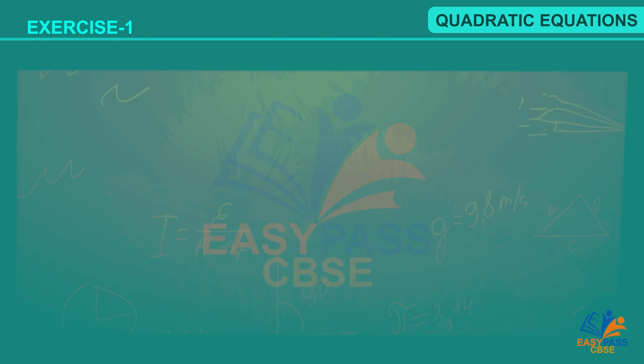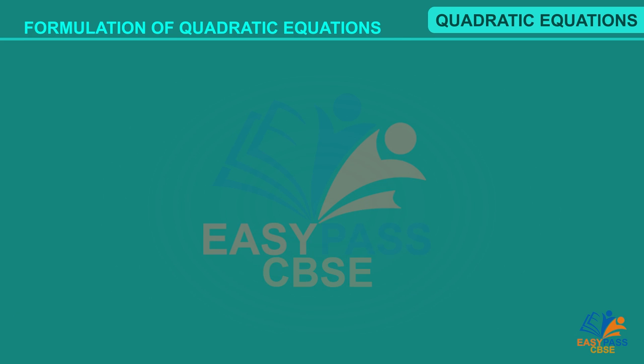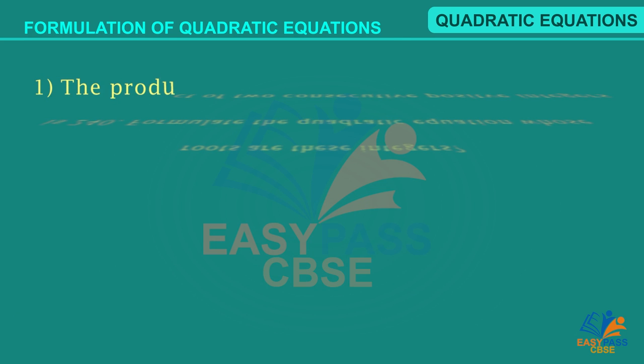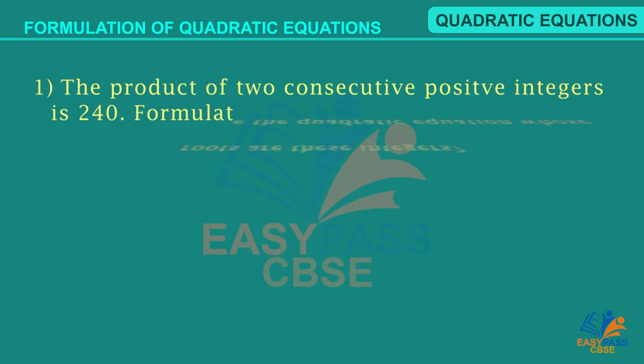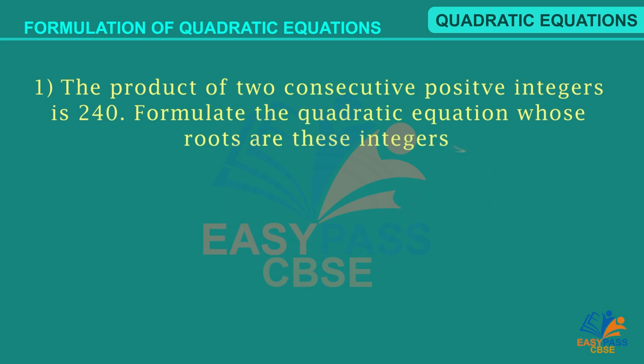Problems on formulation of a quadratic equation. Question number 1. The product of two consecutive positive integers is 240. Formulate the quadratic equation whose roots are these integers.